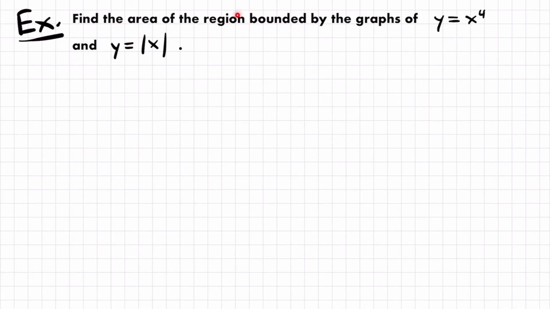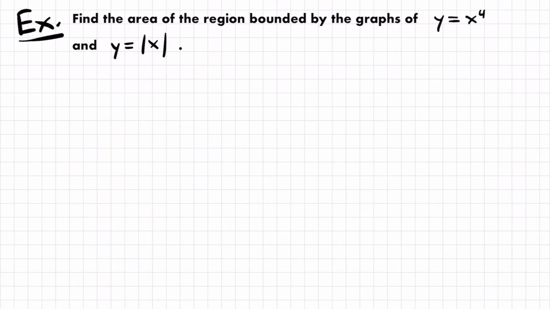All right, so for our next example, we want to find the area of the region bounded by the graphs of y equals x to the 4th power and y equals the absolute value of x. Okay, and so the first thing that we want to do to find the area of the region between these two functions is determine where they intersect.